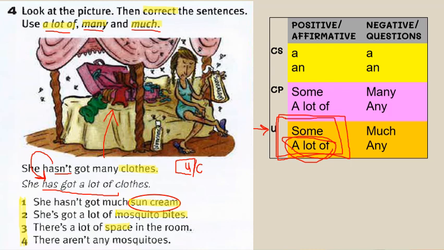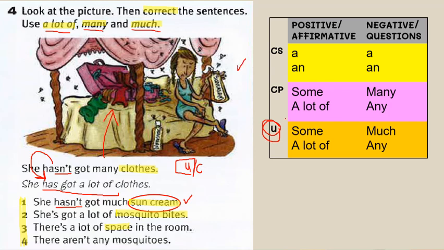Okay. Number 1 also. Look at this one. Sun cream. Sun cream. Same thing. Is it countable or uncountable? Sun cream. If you don't know, right, you can Google, tengok, is it countable or uncountable? Okay, so sun cream is actually uncountable. Okay, now tengok the sentence. Yang ni adalah negative sentence. Dia suruh you tukar. She hasn't got much sun cream.